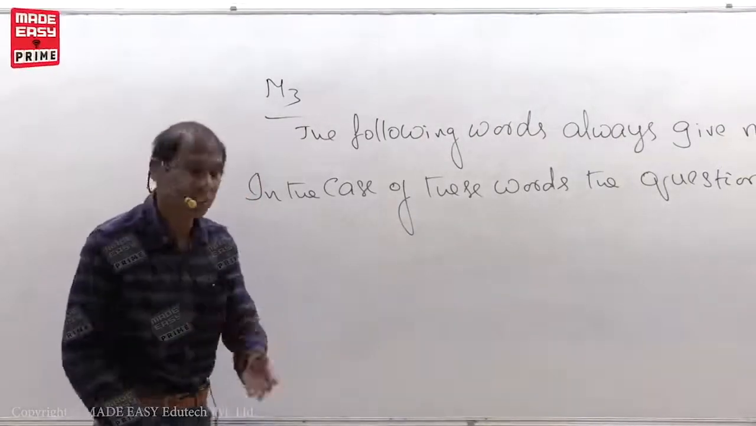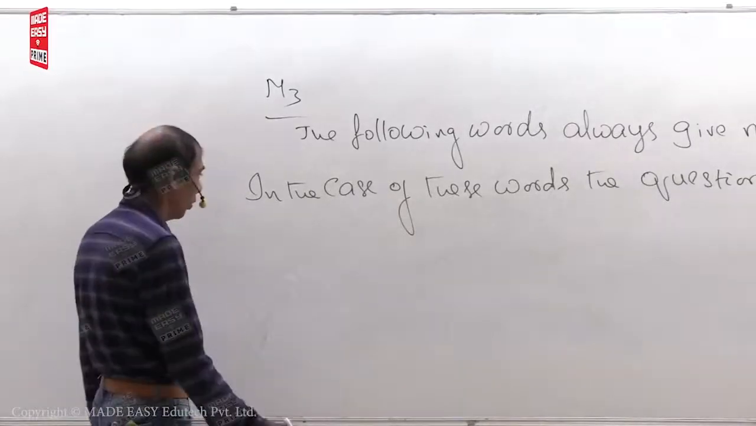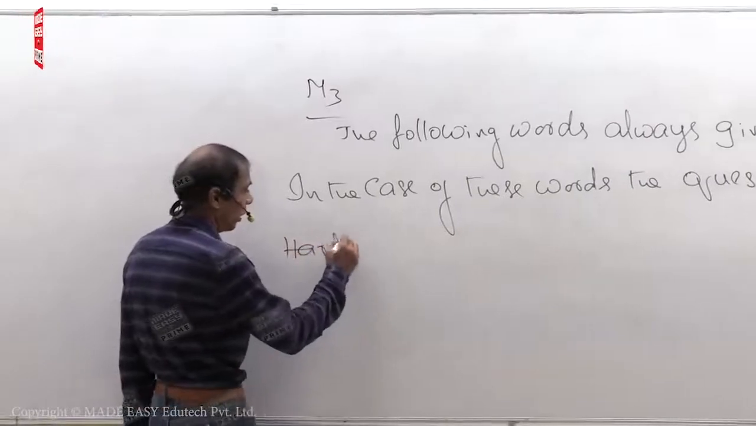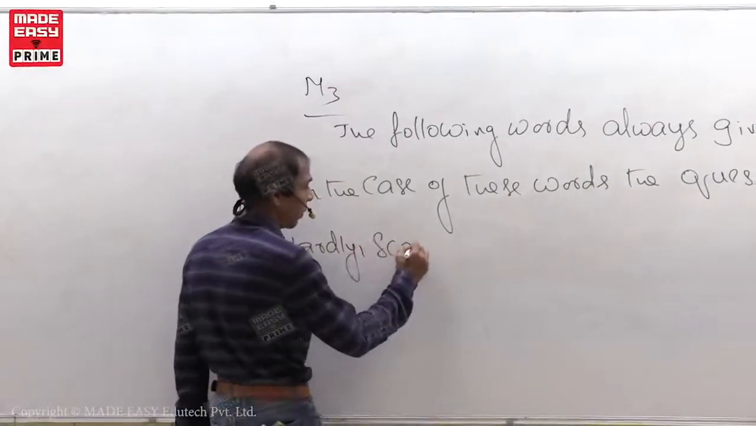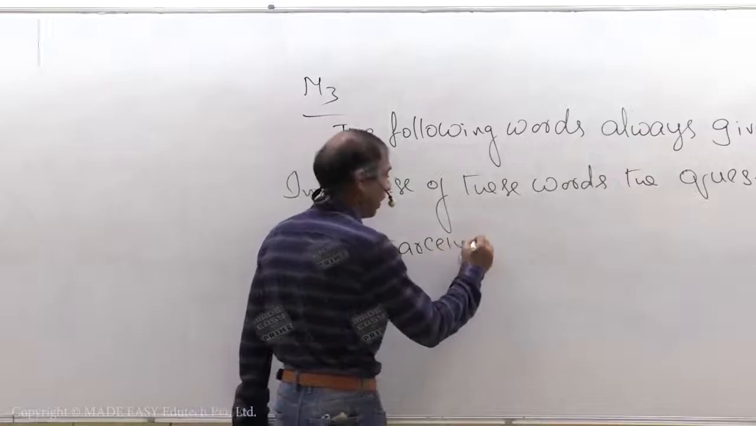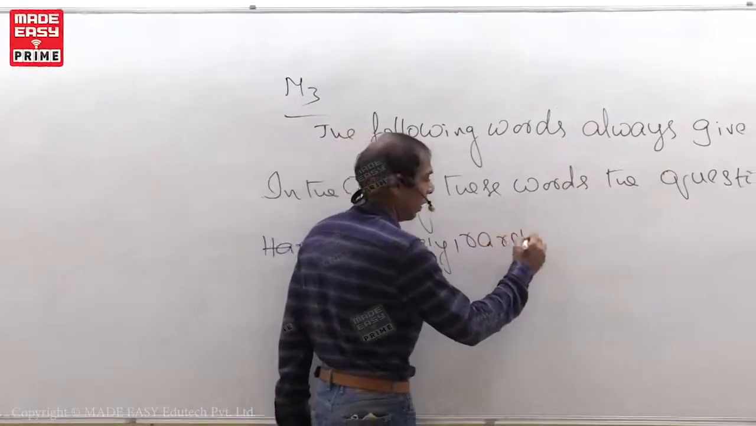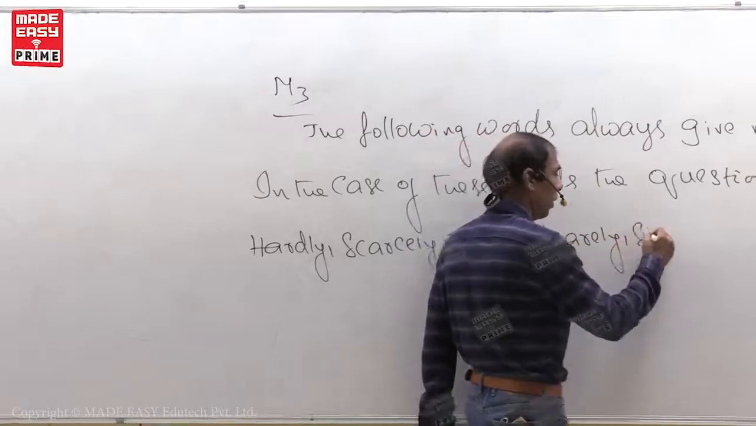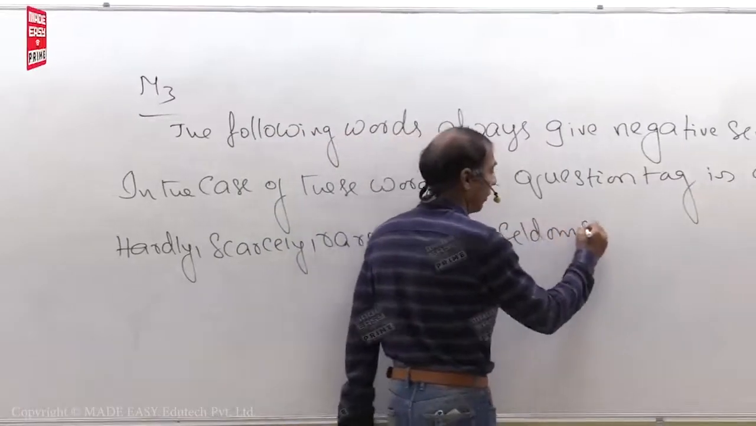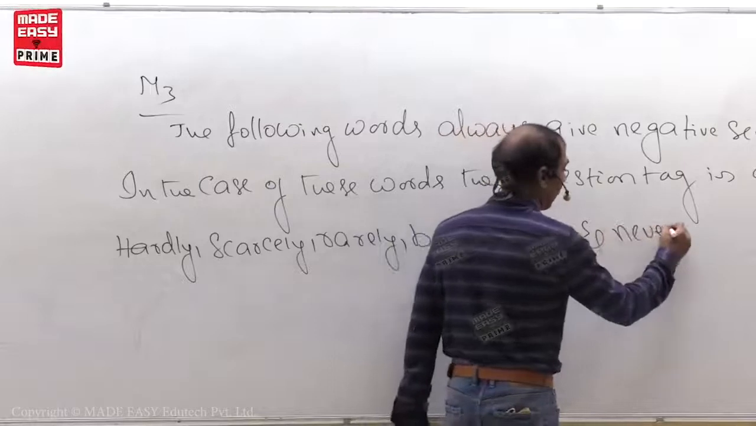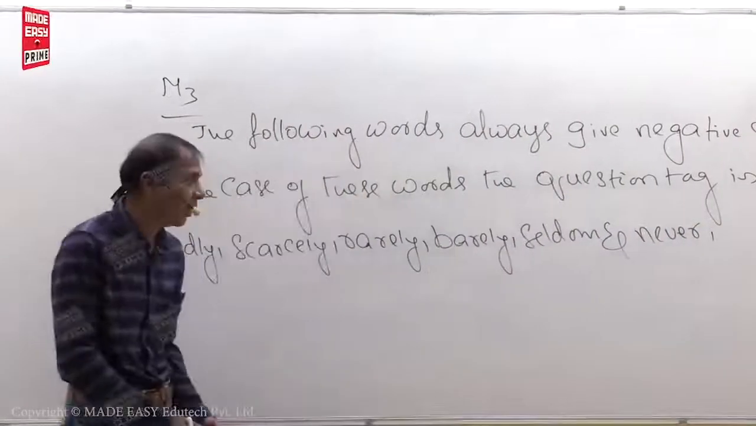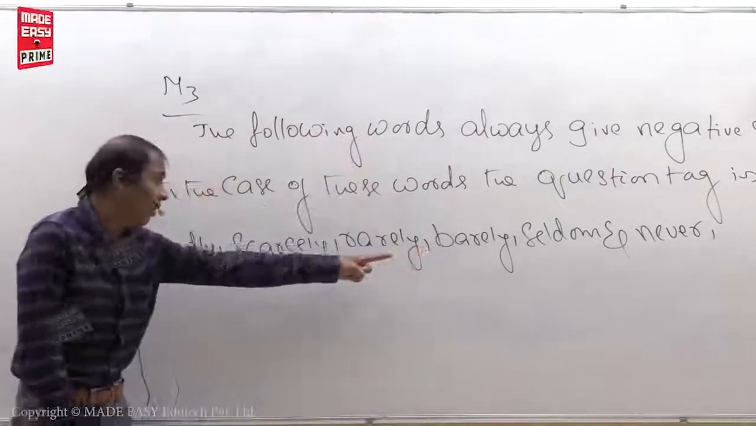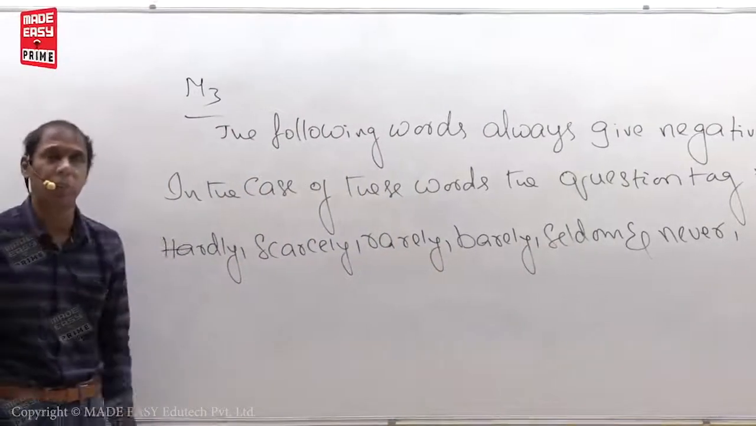What are the words list? What is the list of the words? I'll tell you. Look. What are these words? Hardly, scarcely, rarely, barely, seldom, and never. This is the list of these 6 words. See, 1, 2, 3, 4, 5, 6. Look, these 6 words always give negative sense.